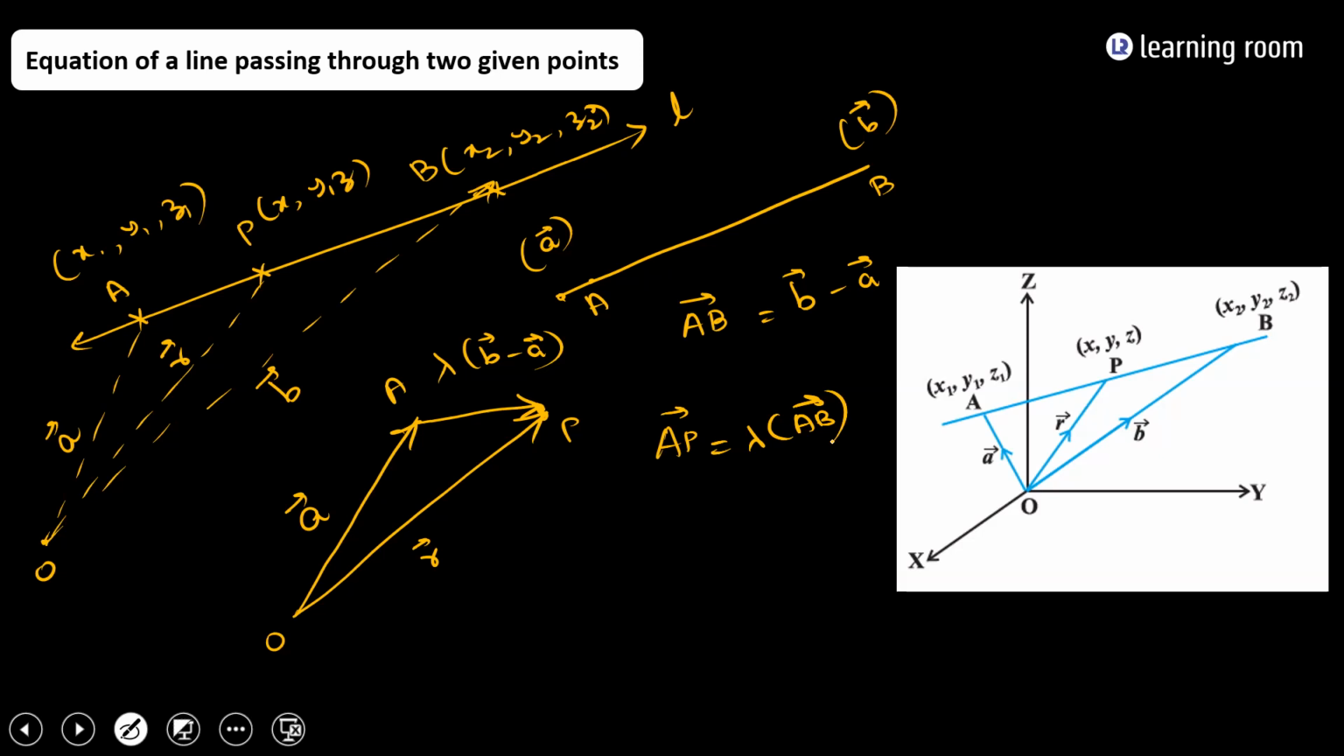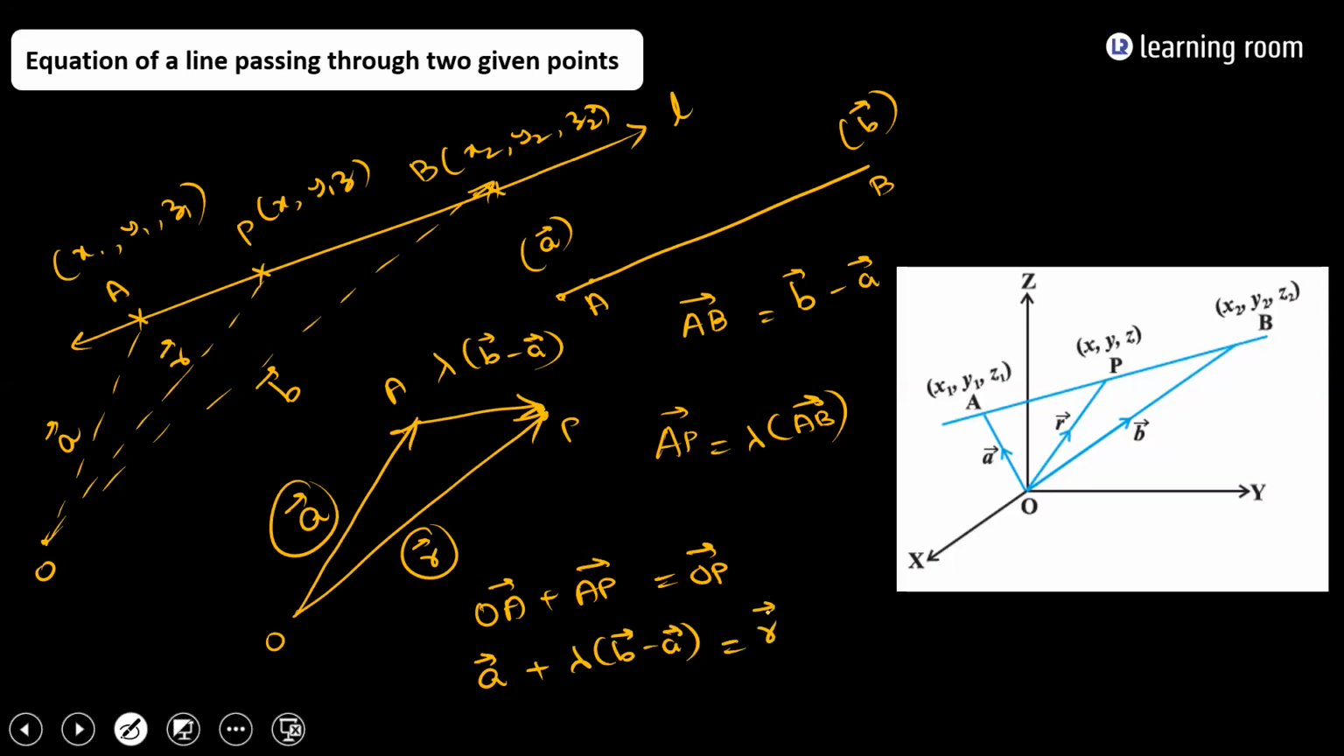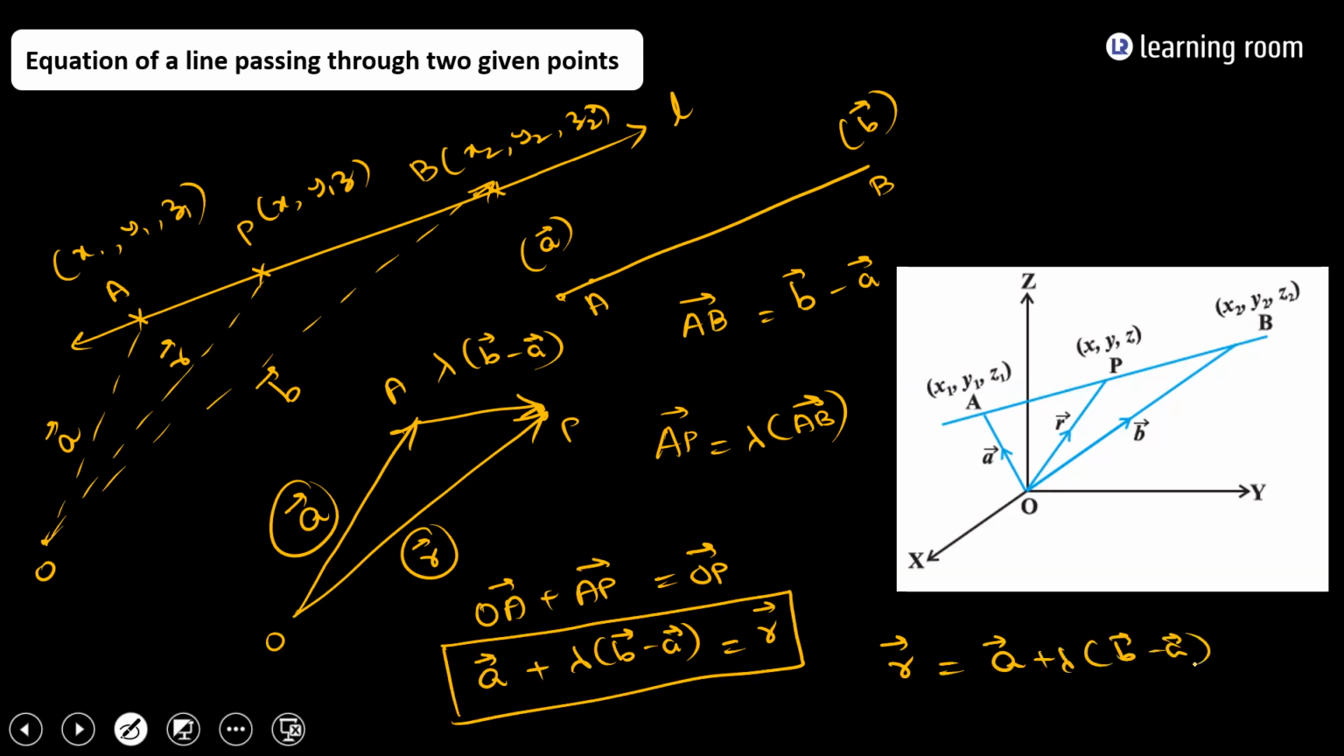When this is the case, I get the triangle OAB for which I am going to apply the triangle law of addition of vectors. OA vector plus AB vector is equal to OB vector. What is OA vector? A vector. Plus AB vector, which is lambda times B vector minus A vector, is equal to OB vector, which is R vector. So R vector equal to A vector plus lambda times B vector minus A vector is going to be the equation of the line in vector form, which is passing through the two given points A vector and B vector.